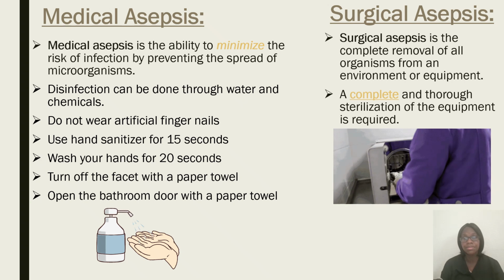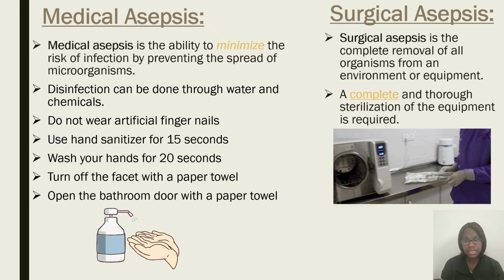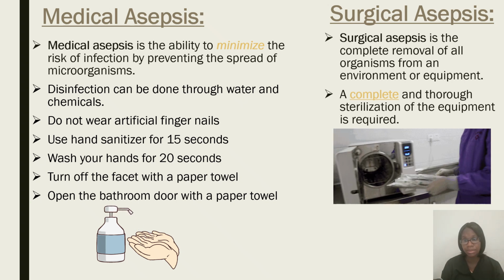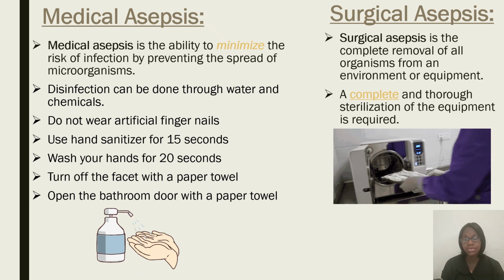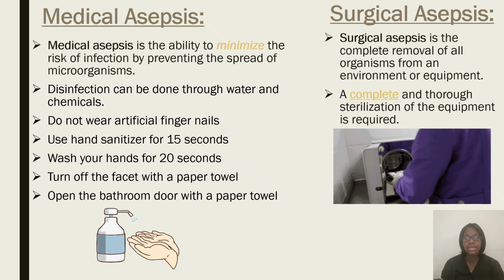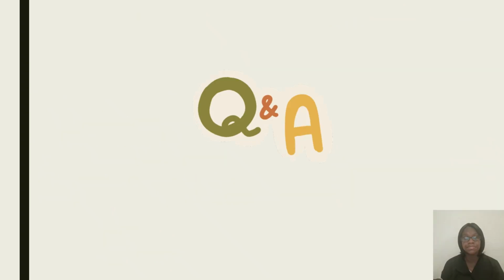The handle is dirty. For surgical asepsis, this is the complete removal of all organisms from an environment or equipment. A complete and thorough sterilization of the equipment is required for this. So just make sure you know the difference. You may know it, but a lot of people get confused with these terms.